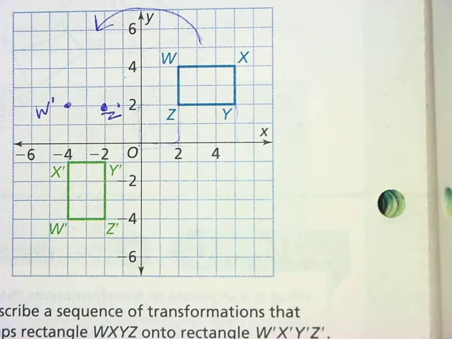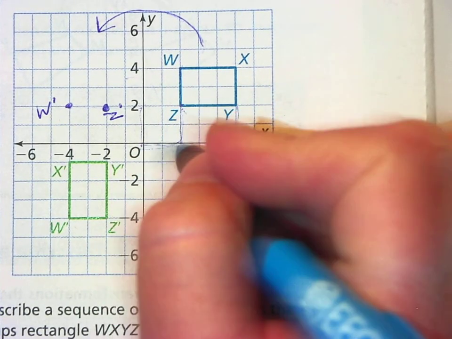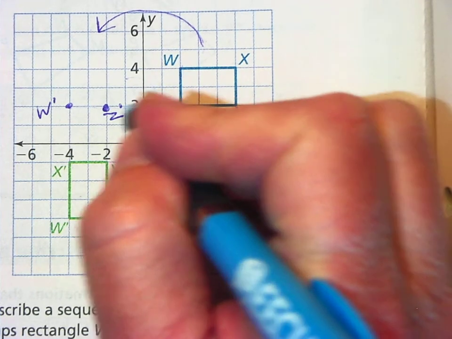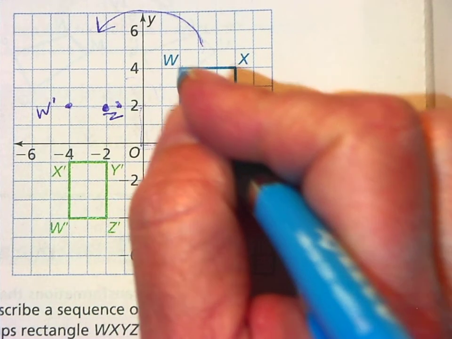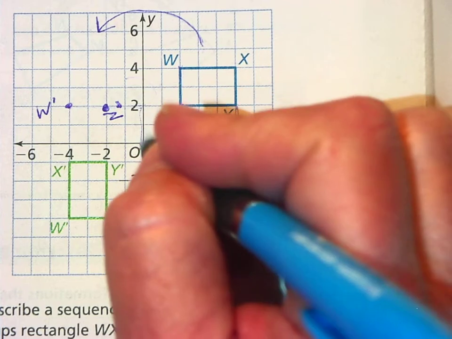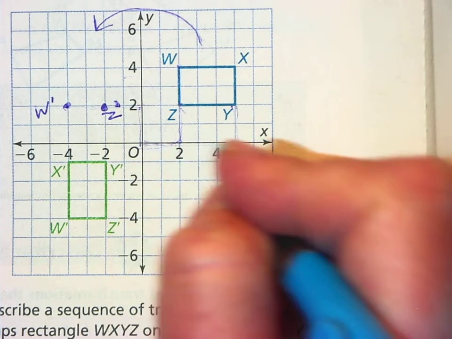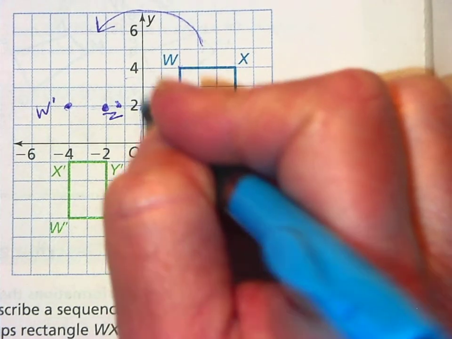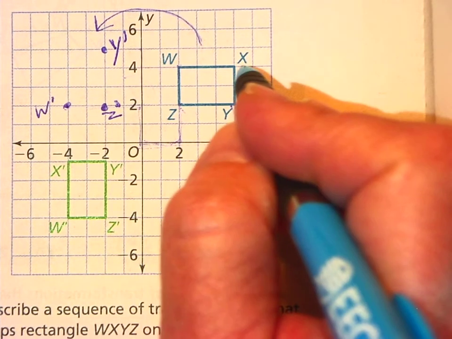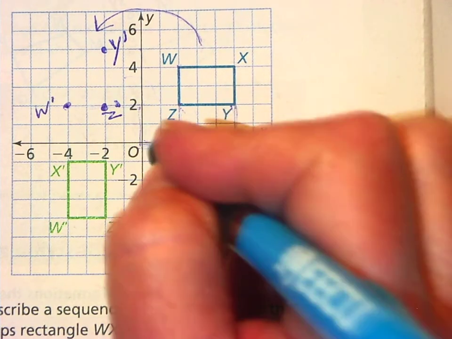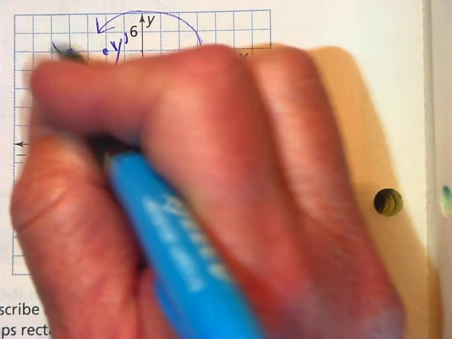I'm going to make one turn left. That's 90 degrees counterclockwise. So if I go over 2, up 2 to get to point Z, and I make one turn left, I'm going to go over 2, out 2 for Z prime. Then W: over 2, out 4, and I make one turn left, over 2, out 4. Let's do Y: over 5, out 2, and I make one turn left, over 5, out 2. Y prime should be there. And then X would be over 5, out 4, make one turn left, over 5, out 4, X prime.